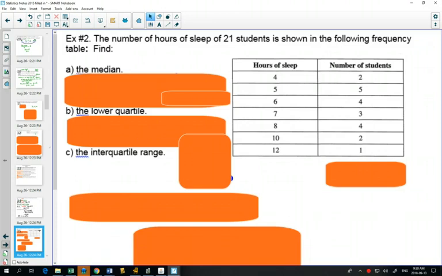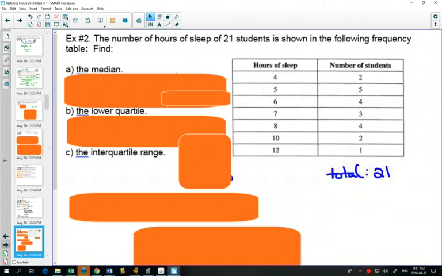Number of hours of sleep of 21 students. Did anyone get 12 hours of sleep last night? Yes. Wow. I'm jealous. I would love to have 12 hours of sleep. I usually aim for 12 hours of sleep every 2 nights. I'd fall into the 6 hours of sleep person.